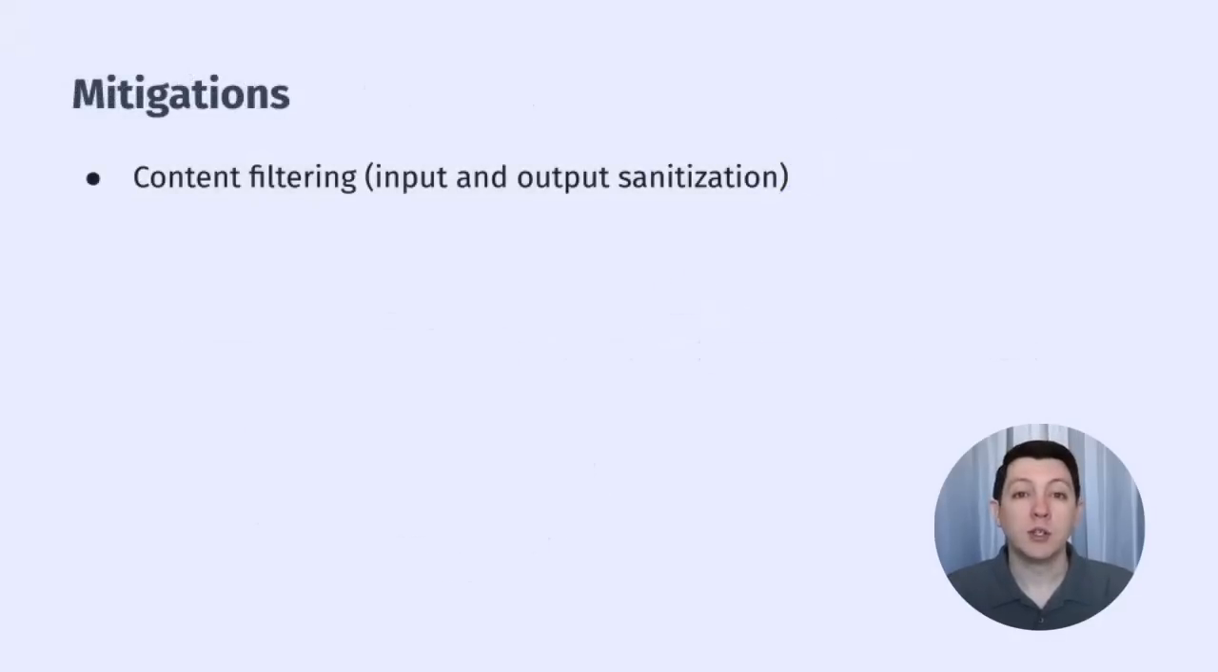Let's look at mitigations for these attacks. The first is content filtering, input and output sanitization. I'll talk about output later in the output chapter, but right now, filtering and sanitizing user input to detect adversarial patterns is a powerful tool.